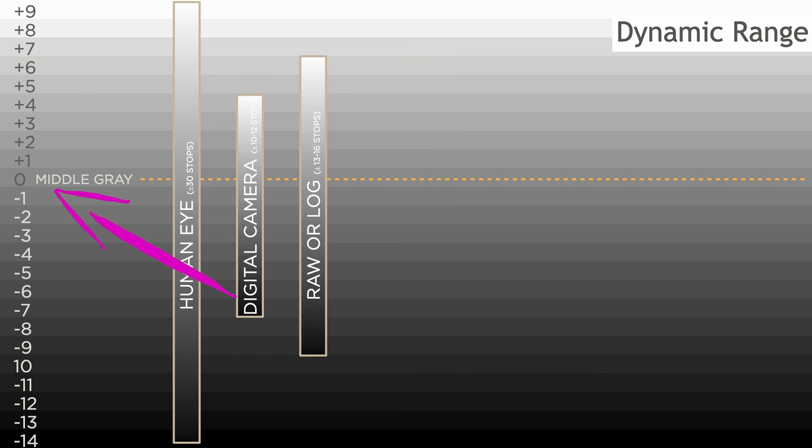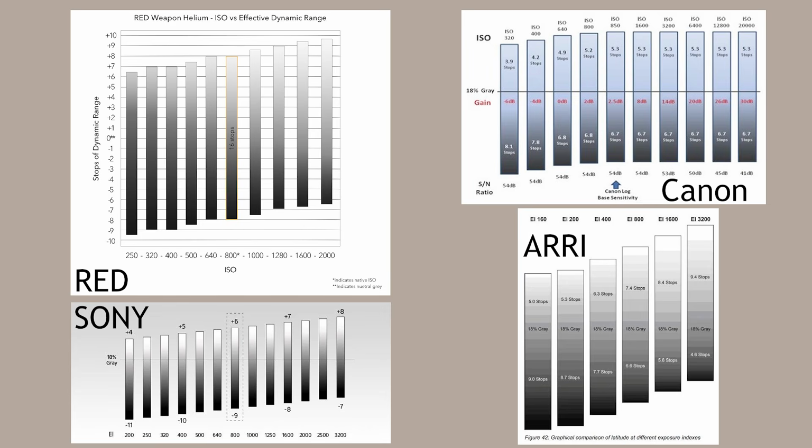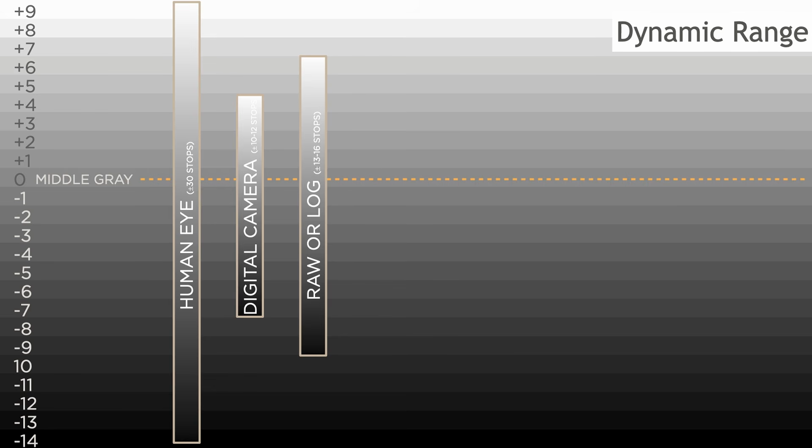When we talk about being one stop over or two stops under, we're describing how far we are from that reference point. That's why stops are universal. It doesn't matter if you're shooting on a Sony, an ARRI, a RED, or a Canon. Every camera measures dynamic range in stops above and below middle gray. When a camera claims 14 stops of dynamic range, that means it can see a certain number of stops above middle gray before highlights clip, and a certain number of stops below middle gray before shadows start crushing the blacks and you lose all the details.